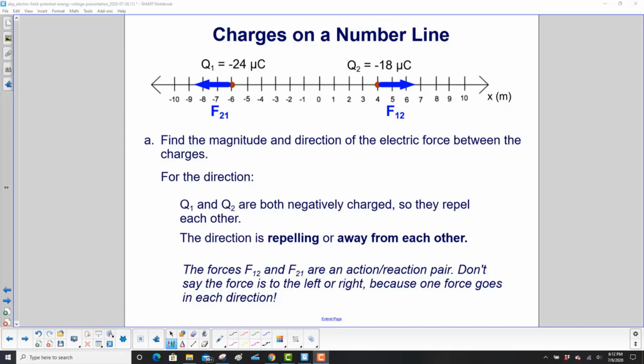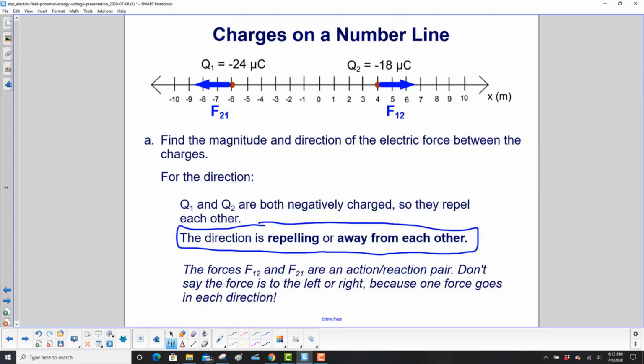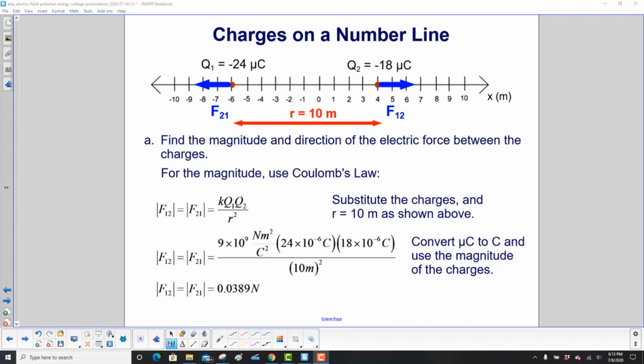Find the magnitude and the direction of the electric force between the charges. Both charges are negative, so they'll repel each other. So the direction is repelling or away from each other. Don't get tricked and say that the force is to the left or the right, because one force goes in each direction, right? Here's the force on object 1. Here's the force on object 2. So left or right is meaningless here. You want to say repelling or away from each other.